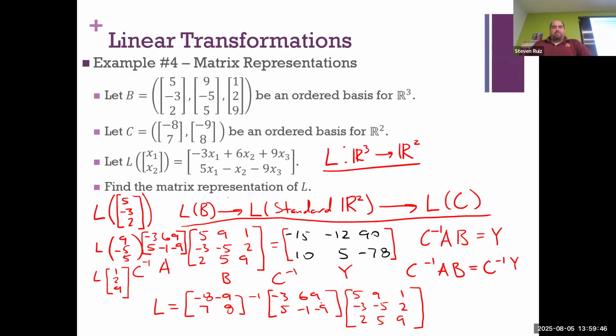Do all these orders match up? 2 by 2 times a 2 by 3 times a 3 by 3, which means L should be a 2 by 3, right? Has anyone got to the end of this? Okay, I think that's what you said. Did I get you right? I fell behind. Okay.